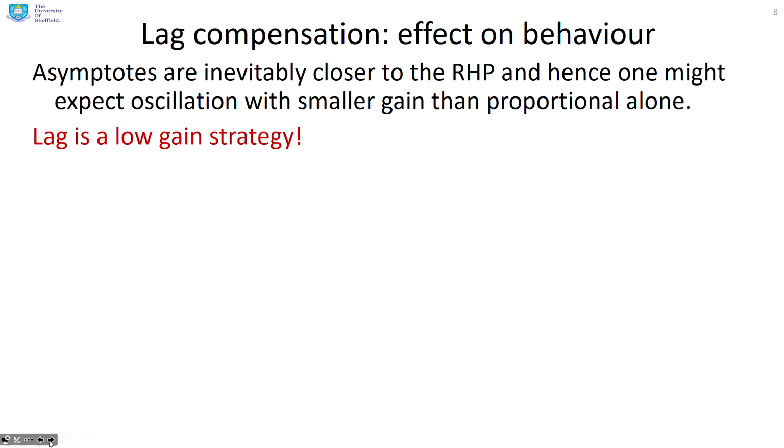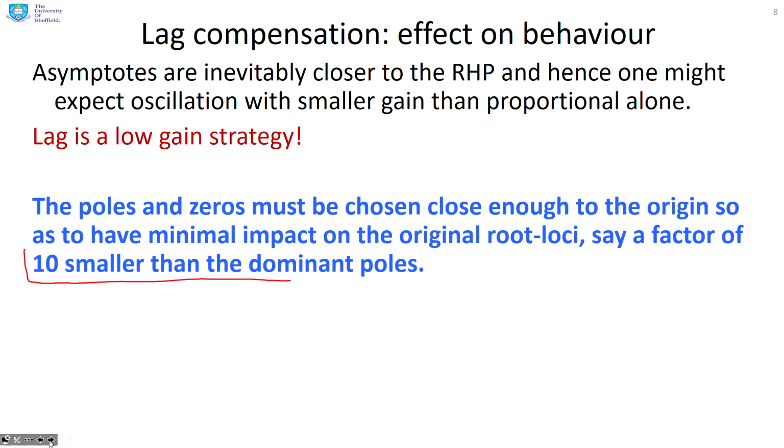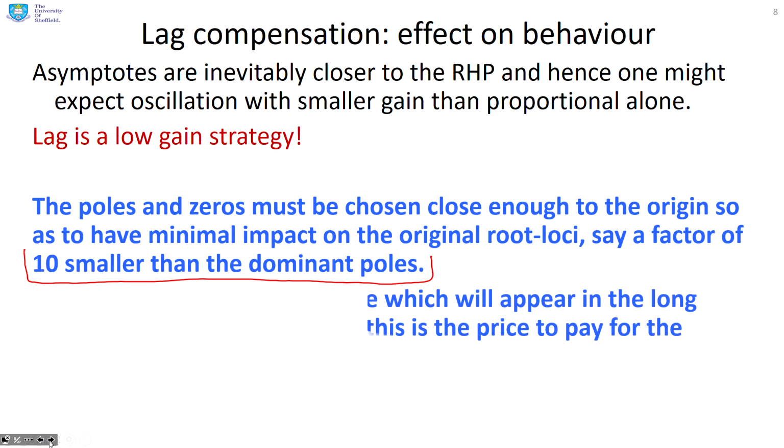Let's look at an algorithm then. So we know that lag is a low gain strategy. We know the poles and zeros must be chosen close enough to the origin so they have a minimal impact on the original root loci, so a factor of 10 smaller than the dominant poles.